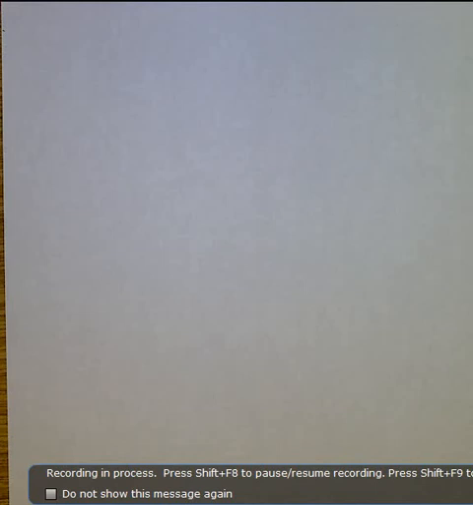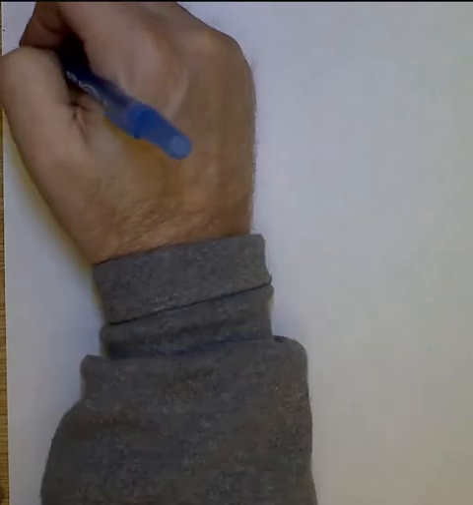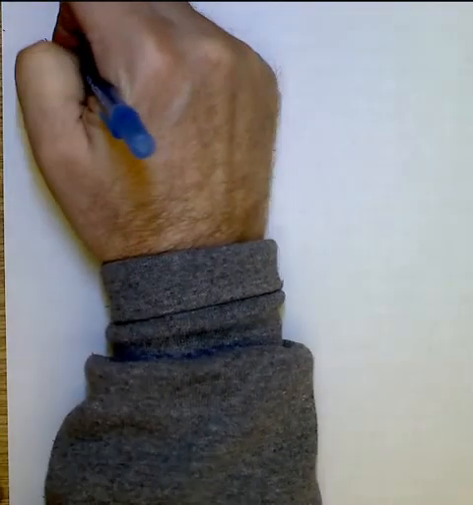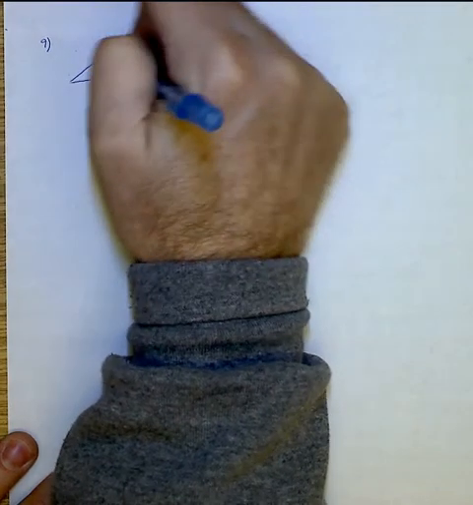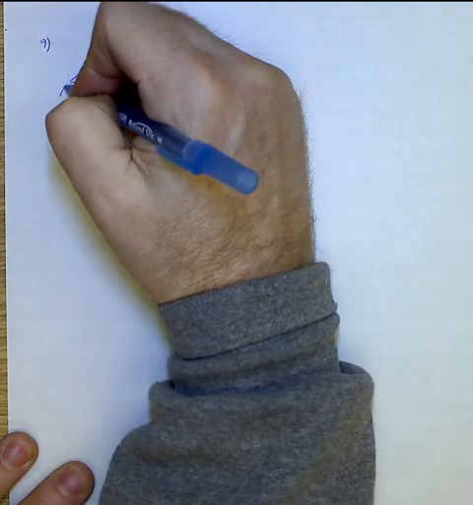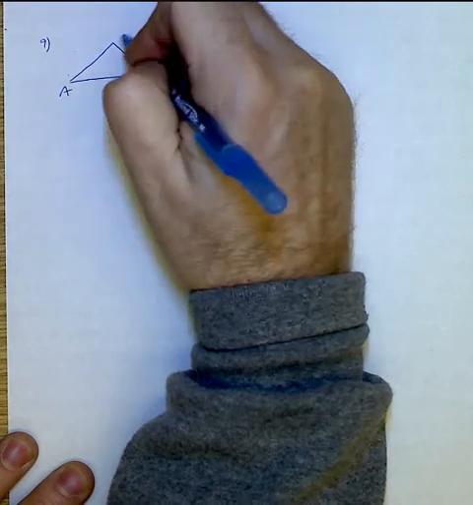Okay, in 6.2, it's law of cosines. And I think what I'll do is I'll do two problems from your homework. Let me start with number 9. Okay, number 9 is a side-side-side case. If you got three sides, then you use the law of cosines to solve the triangle.